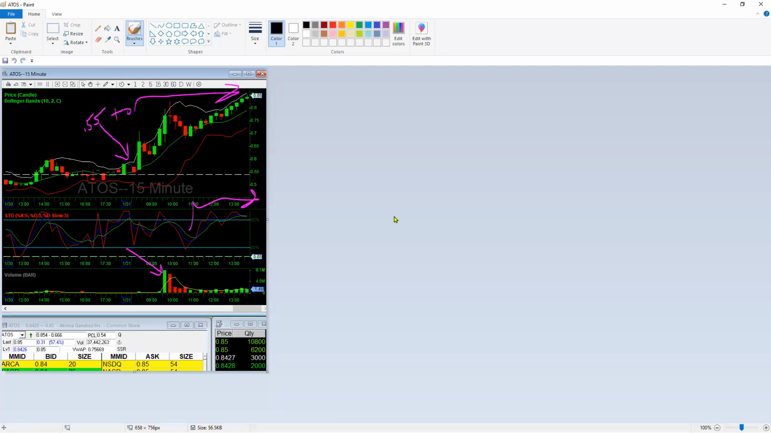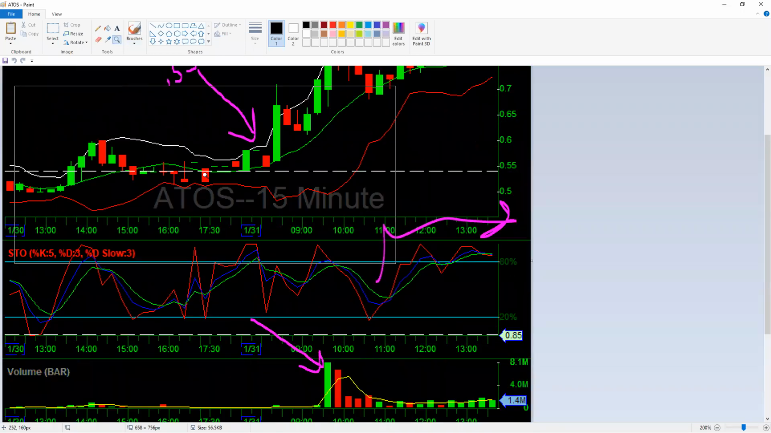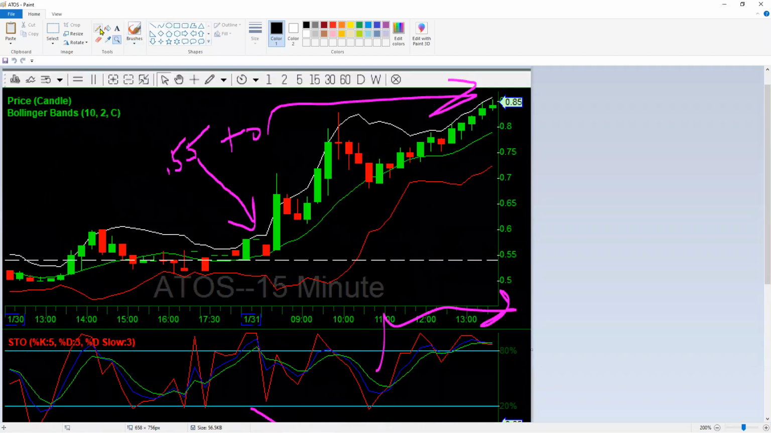Here's Atos. Beauty. Atos right here. Look at this one, 55 cents. And I already drew it. Look, I already drew it for you. Check this one out. So this is Atos right here. You got a 55-cent move right here on the bottom. That's where we're buying it right here.